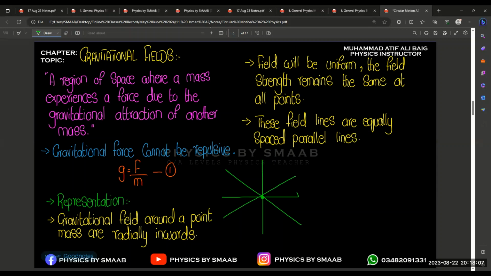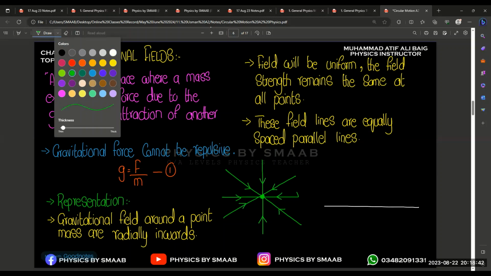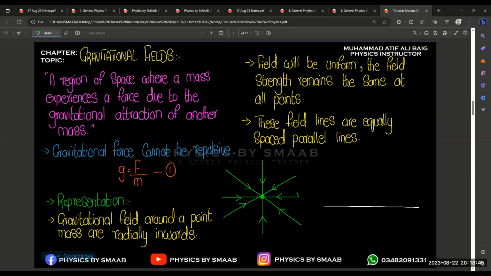So in this way, we can simply draw the field lines in a radially inward direction, right? For a point mass, all field lines act towards the center and all are radially inward. And suppose we consider a specific surface, such as the Earth's surface. For the Earth's surface, we need to draw equally spaced parallel lines, and those lines will be like this.